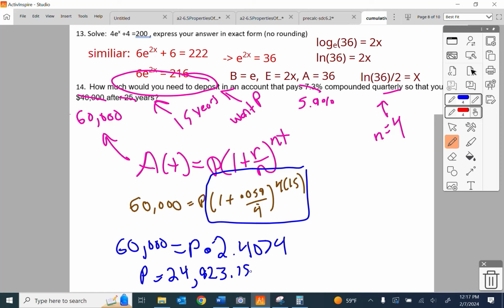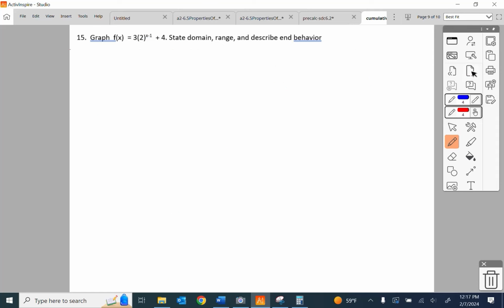Now, notice I'm using that old calculator. It's harder to use, slower to use. Graphing.